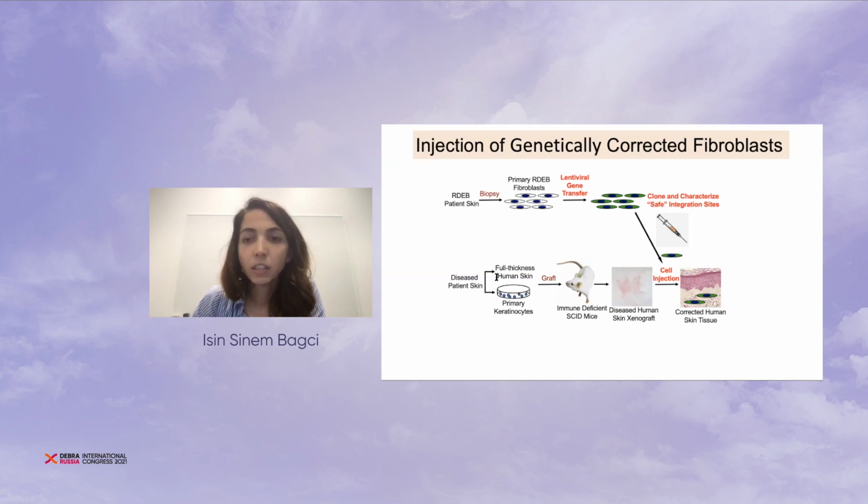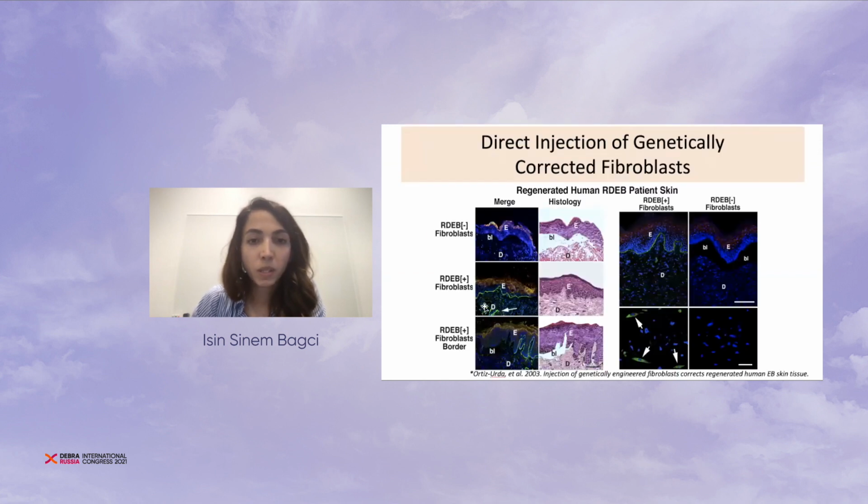On the other hand, full-thickness skin grafts were prepared again using the patient cells and grafted on immune-deficient mice. And the treated fibroblasts were this time injected into the xenograft so that the fibroblasts could go to their exact location in the dermis. The biopsies were taken and they showed collagen 7 expression at the basement membrane in the grafts treated with collagen 7A1 carrying fibroblasts.